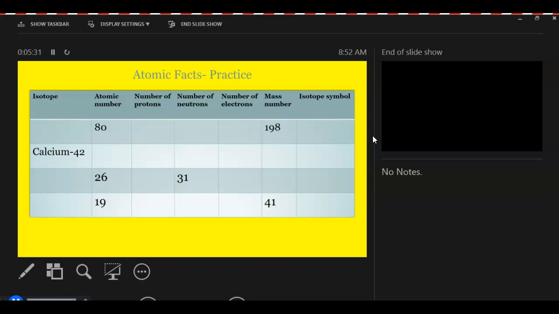What is the symbol for potassium? Right up here. Is it the atomic number or the mass number that goes at the top? Mass number goes at the top, atomic number at the bottom. And then we're good to go.